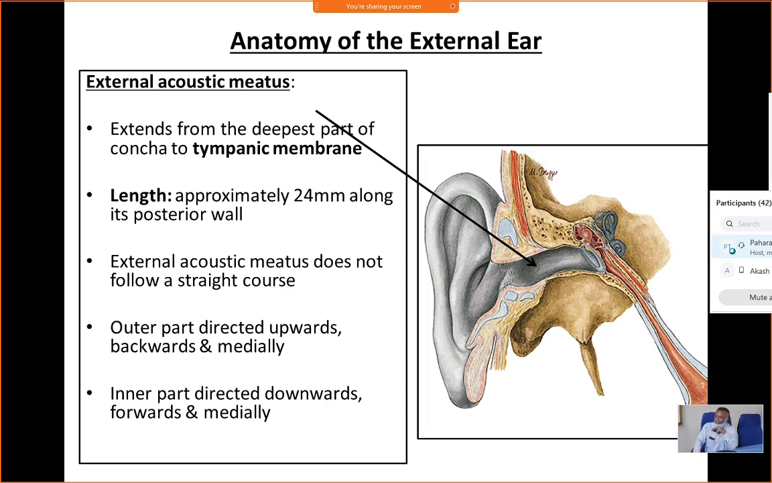So the direction is different. See here, the outer part is backward, while the inner part is forward. So ultimately it is just like an L. Why is this direction necessary? Because when you want to put some instrument through the external acoustic meatus to see the tympanic membrane, you have to pull the pinna to straighten the external acoustic meatus. Otherwise, if you try to put the instrument in directly without straightening it, it may injure your external acoustic meatus.